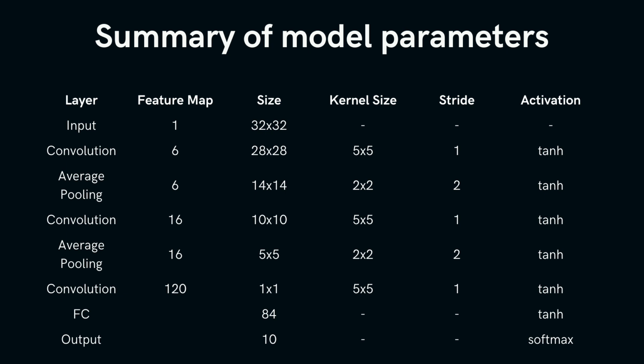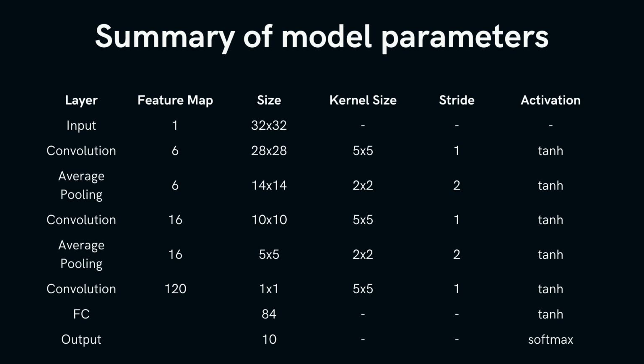In the final convolutional layer, we have 120 feature maps, but each is reduced to 1×1 by a 5×5 kernel with a stride of 1. This essentially compresses the output before it's passed on to the fully connected layers using tanh activation.